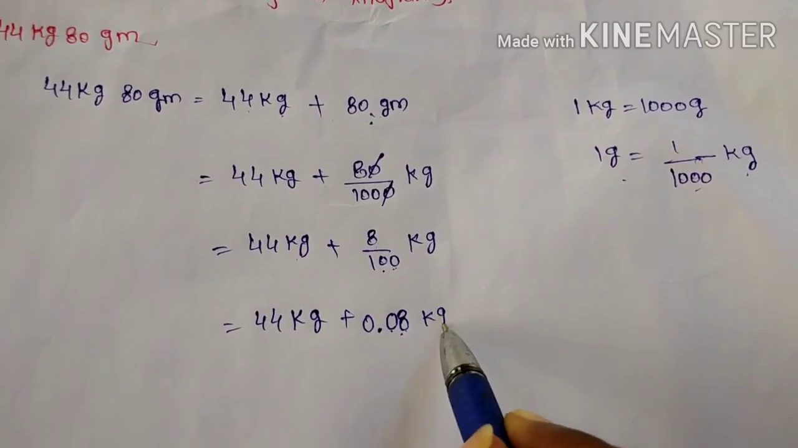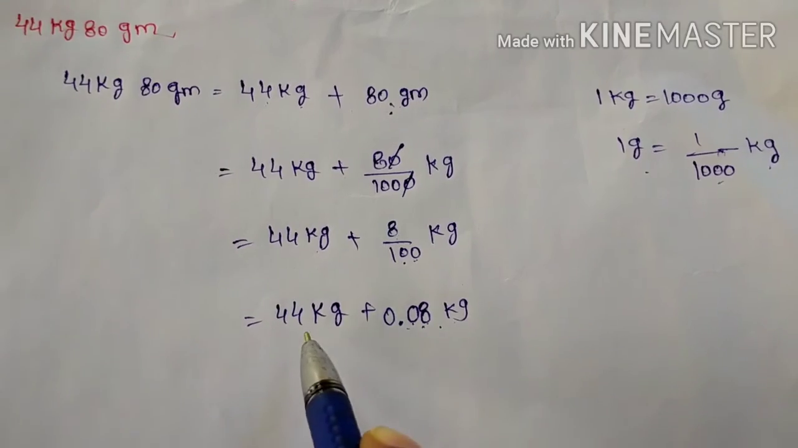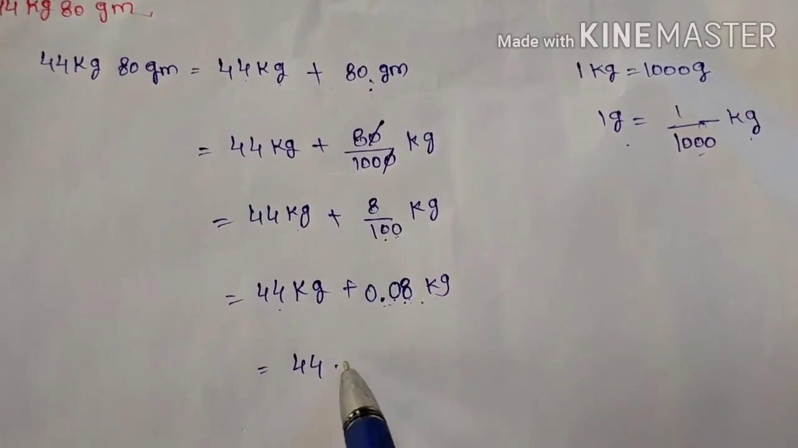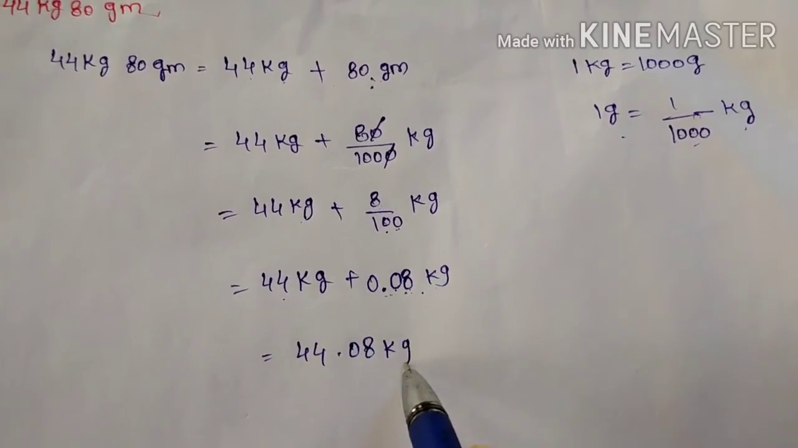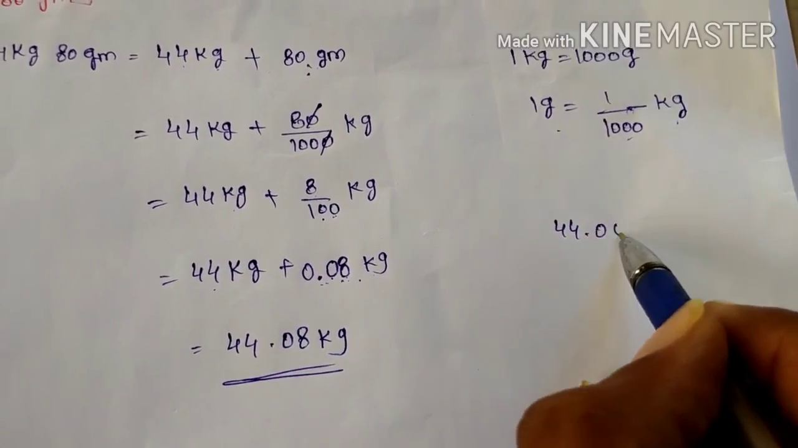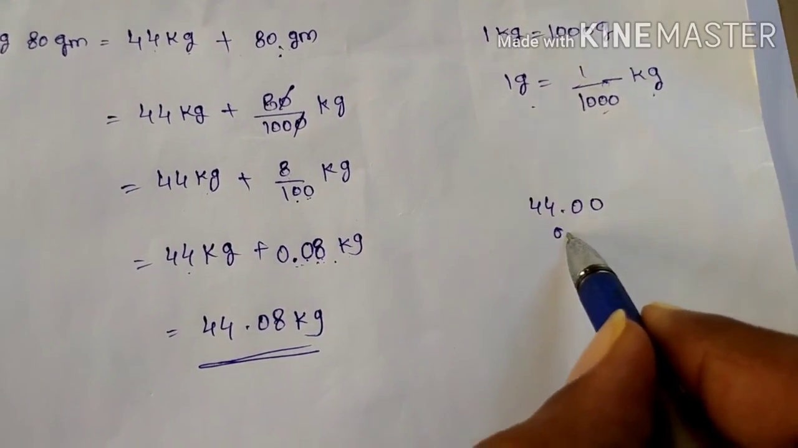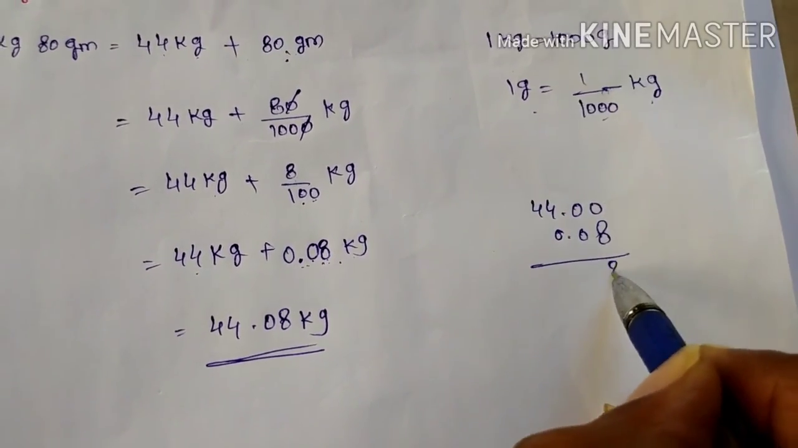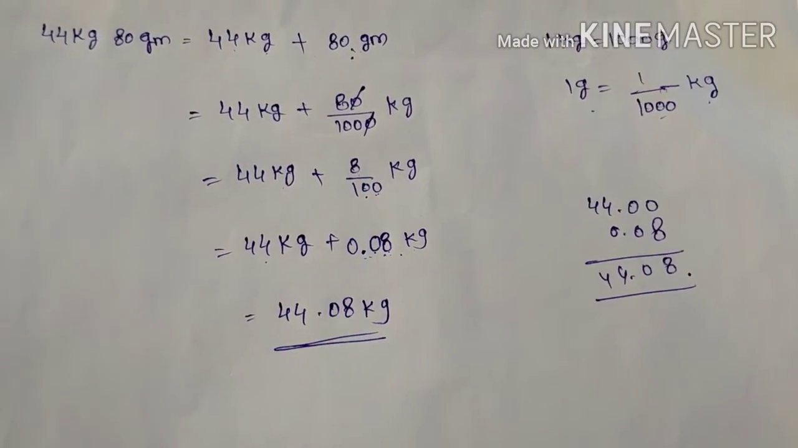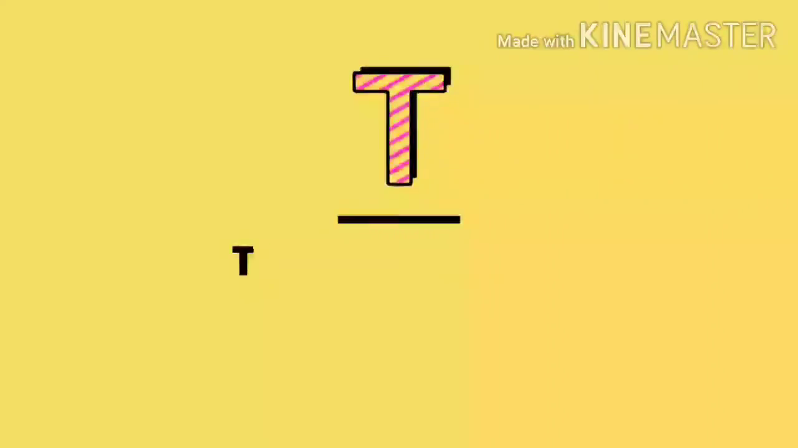0.08 kilograms. See, 44 plus 0.08 will be equal to 44.08 kilograms. Yes or no? This is your answer. See, 44 means you can write here 44.00. 0.08 means 0.08. Just addition: 8, 0, 4, 4. 44.08 is your answer.